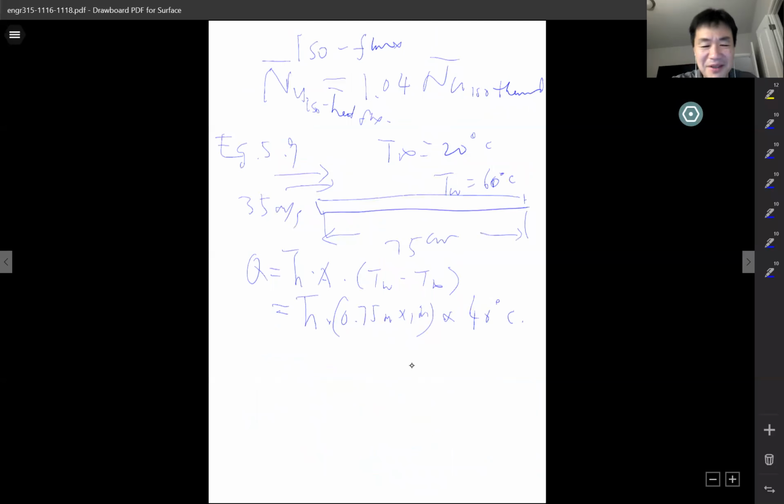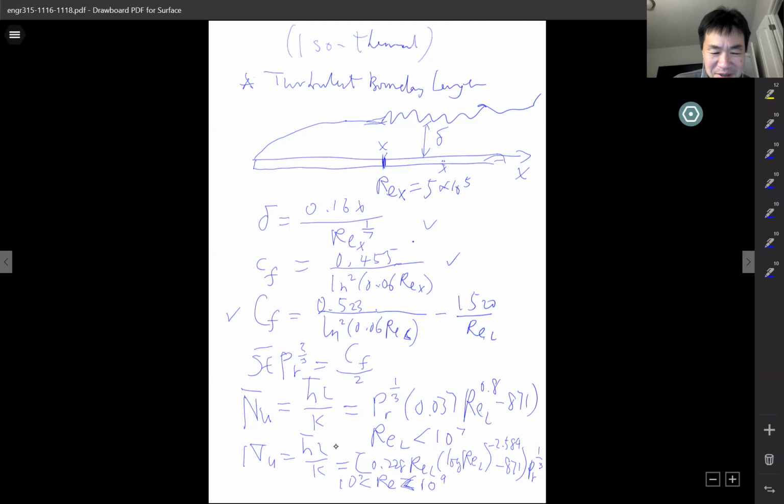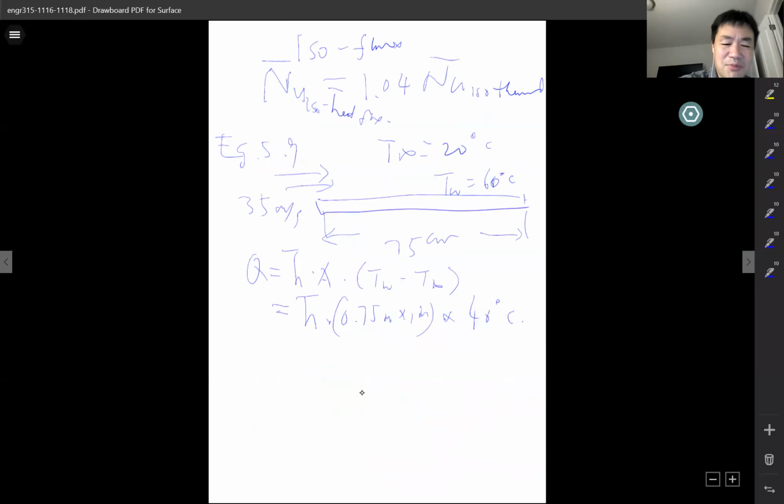So which number do you need to check to see which equation to use? What's the difference between these two equations? Well, the equations look different, but the conditions are different. One is for the Reynolds number greater than 10 to the 5 and less than 10 to the 7, for the turbulent region. The other equation is for greater than 10 to the 7 and less than 10 to the 9. So for this type of problem, you definitely need to check the Reynolds number.